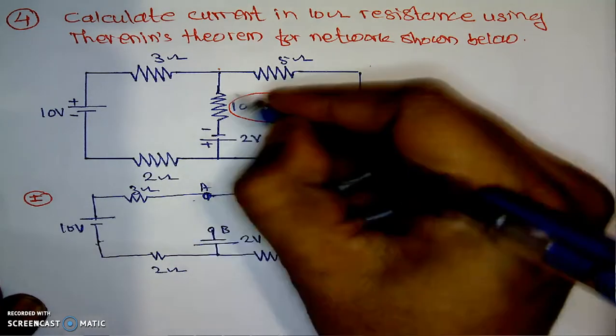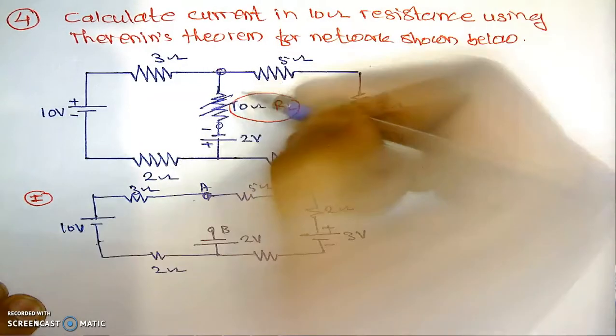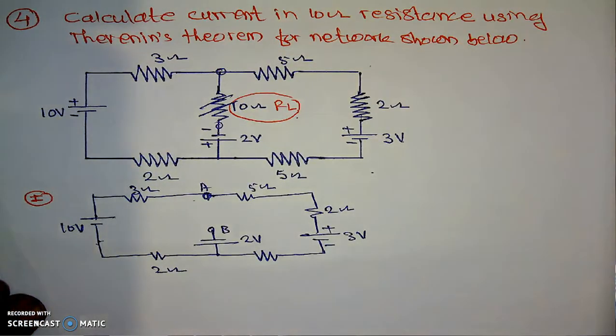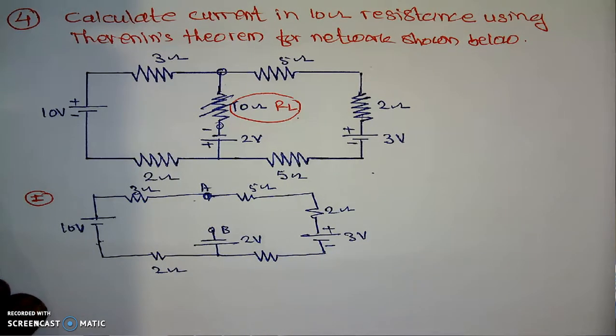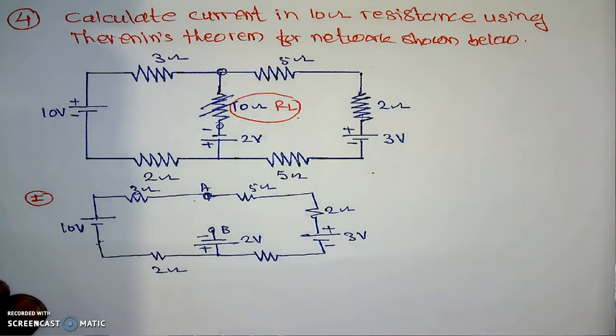What we have done, this is A and this will be B and we have removed this resistance. That's it. The remaining figure is the same, as it is. Now here is the negative and this will be the positive. Now in this case we are interested to calculate the VTH.